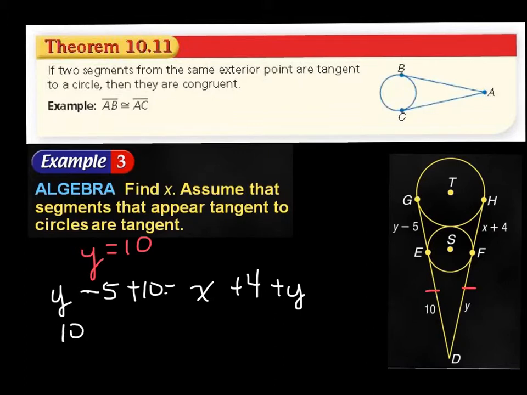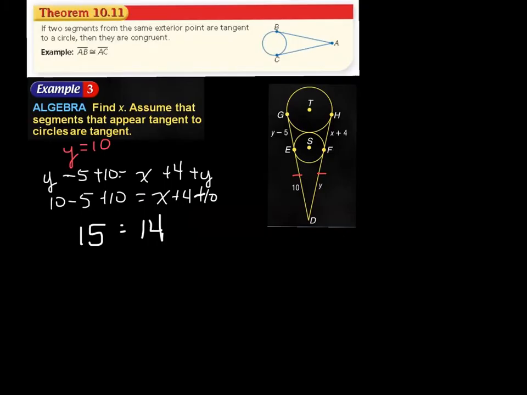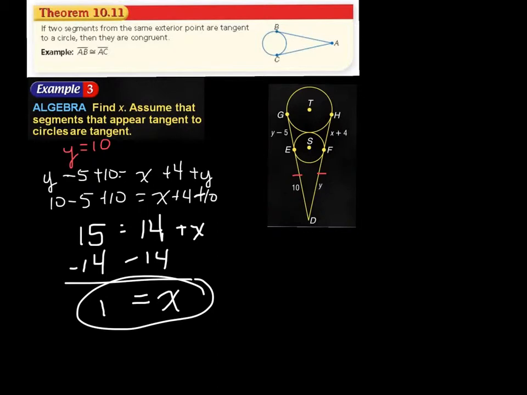So 10 minus 5 plus 10 equals x plus 4 plus 10. Combining like terms, 15 equals 14 plus x. Subtract 14 from both sides, and x is going to be 1. And they didn't make us substitute back in to give a segment length this time, they just said find x, so we're done.